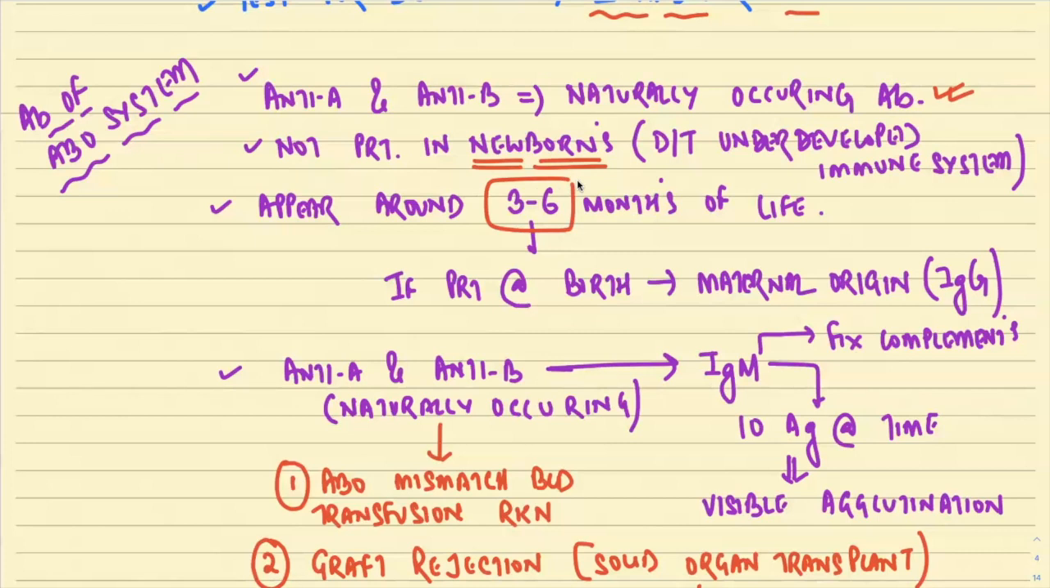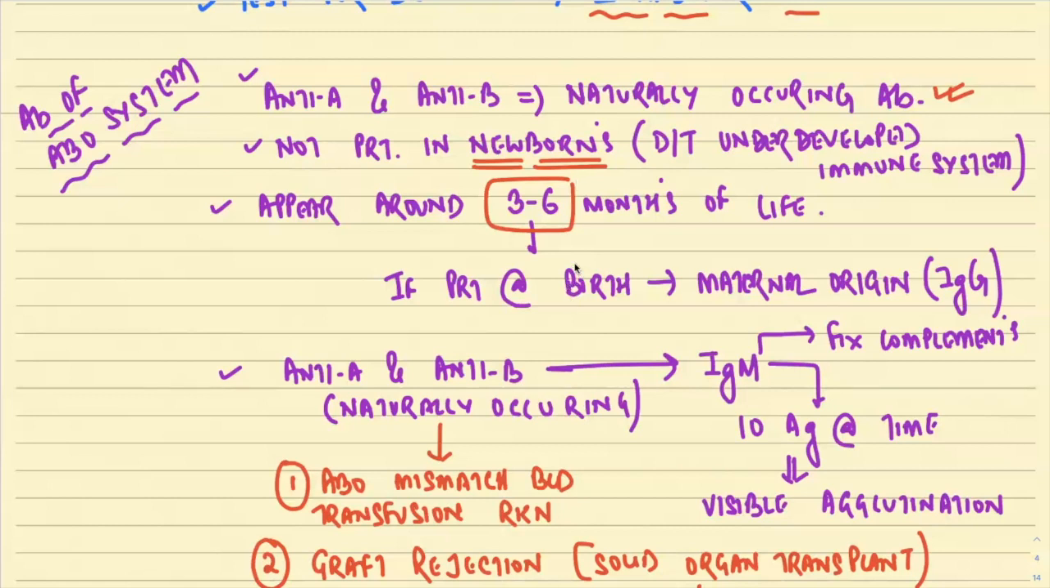So that is why forward grouping is possible in case of newborn, but reverse grouping is not possible in newborn. Just remember this fact. It takes 3 to 6 months of time to develop antibodies in the newborn. Later on I will tell you what is forward grouping, what is reverse grouping.